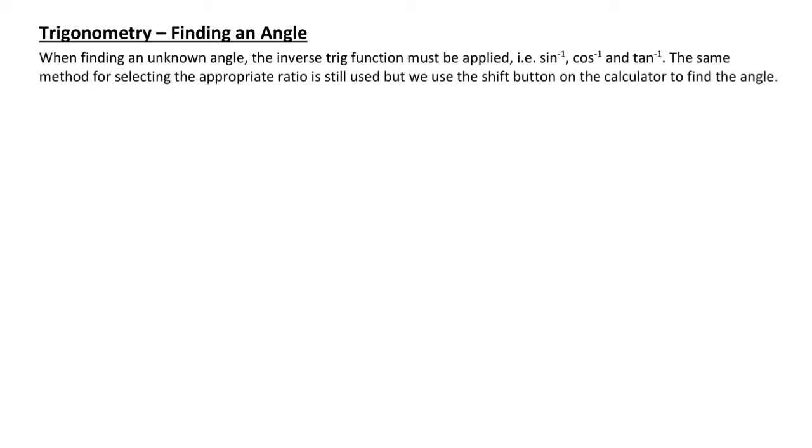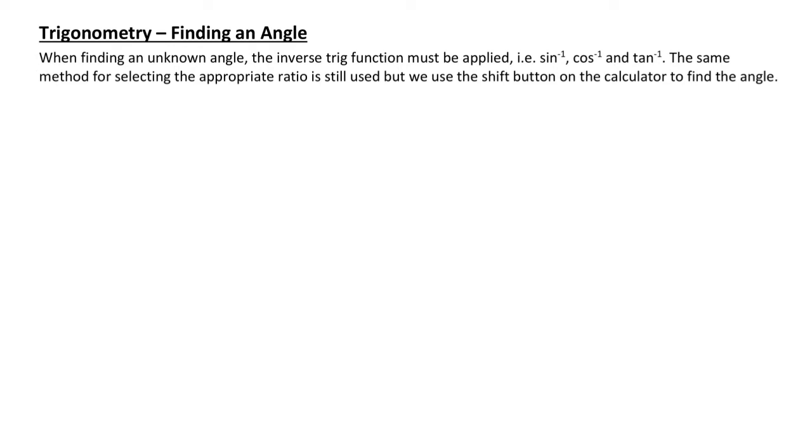In this video we're going to look at using trigonometry to find an angle. When finding an unknown angle, the inverse trig function must be applied. So that's sine to the minus 1, cos to the minus 1, tan to the minus 1. And that's the shift button on your calculator and then the sine, cos and tan buttons.